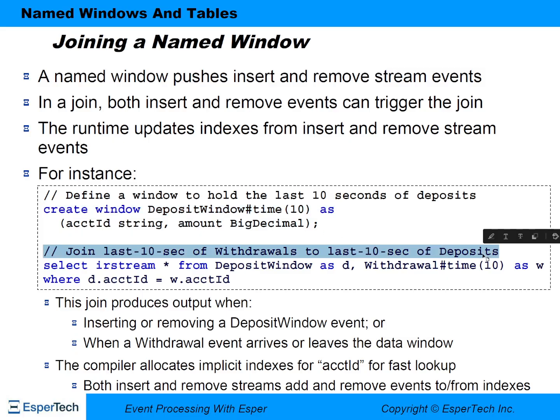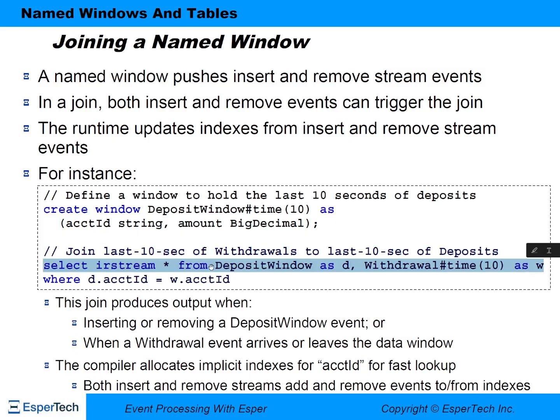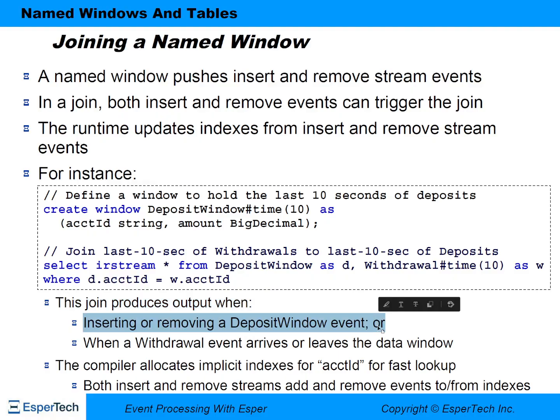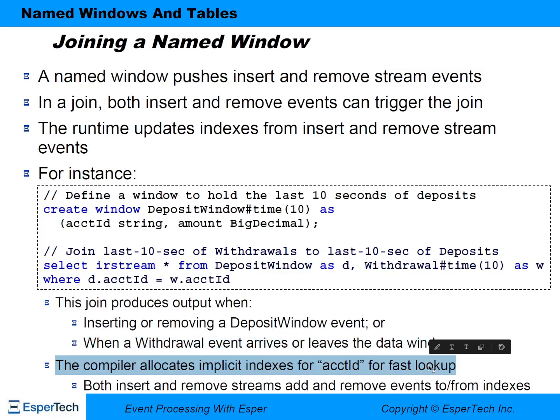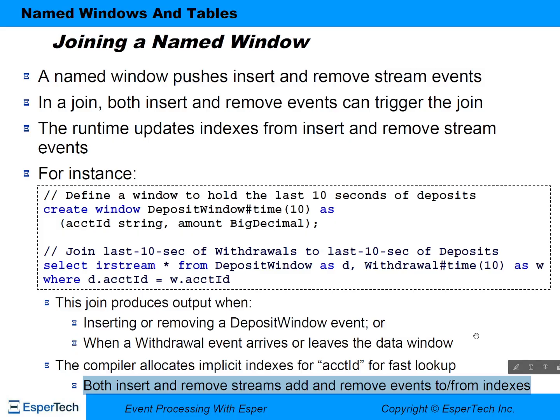The statement joins the last 10 seconds of withdrawals to the last 10 seconds of deposits. Select irstream * from DepositWindow as D, Withdrawal.win:time(10) as W where D.accountId = W.accountId. This join produces output when inserting or removing a deposit window event, or when a withdrawal event arrives or leaves the data window. The compiler allocates implicit indexes for account ID for fast lookup. Both insert and remove streams add and remove events to and from indexes.